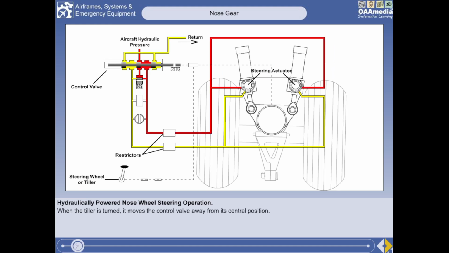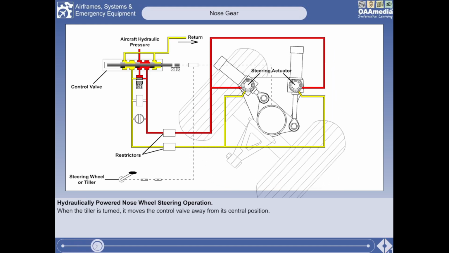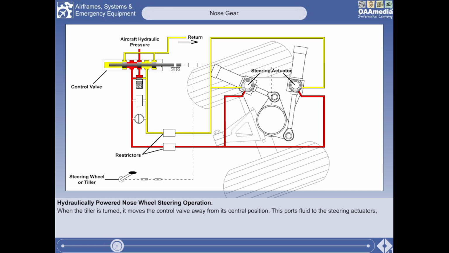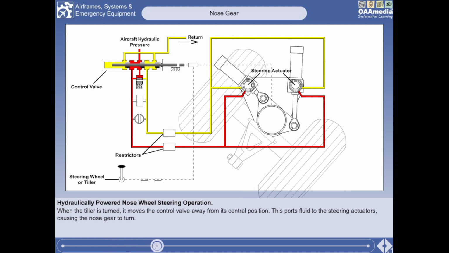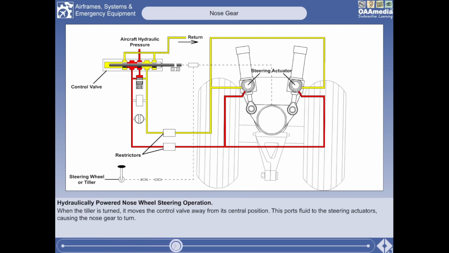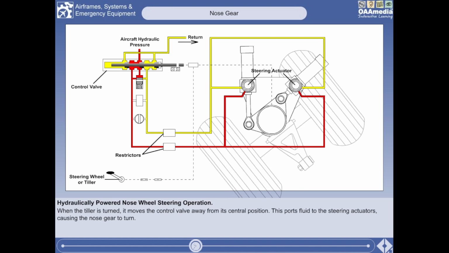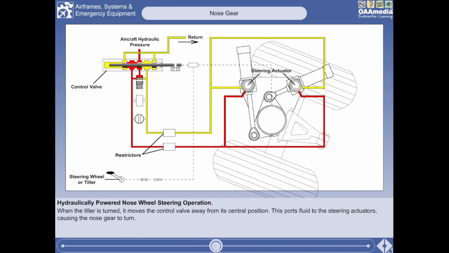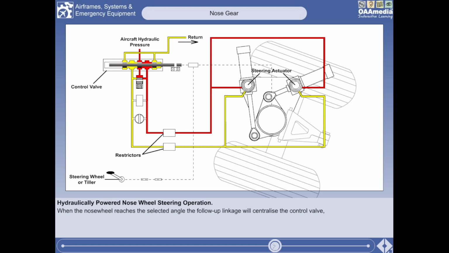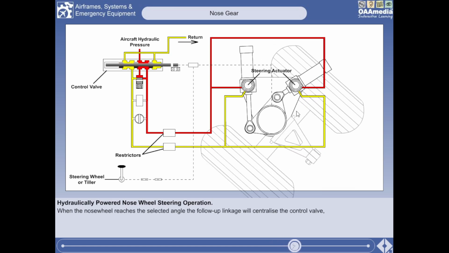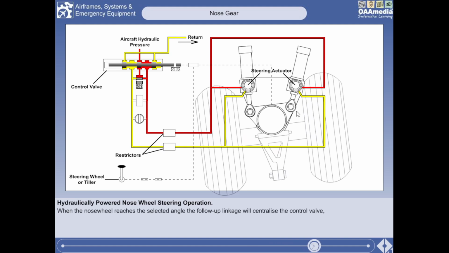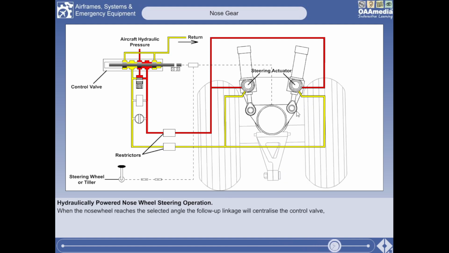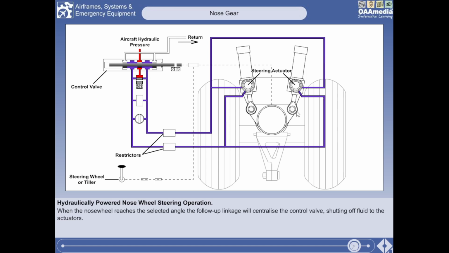When the tiller is turned, it moves the control valve away from its central position. This ports fluid to the steering actuators, causing the nose gear to turn. You will notice that the jacks change direction as they pass through the center point of the strut. This is achieved by fluid transfer ports machined into the actuator cases. When the nose wheel reaches the selected angle, the follow-up linkage will centralize the control valve, shutting off fluid to the actuators.